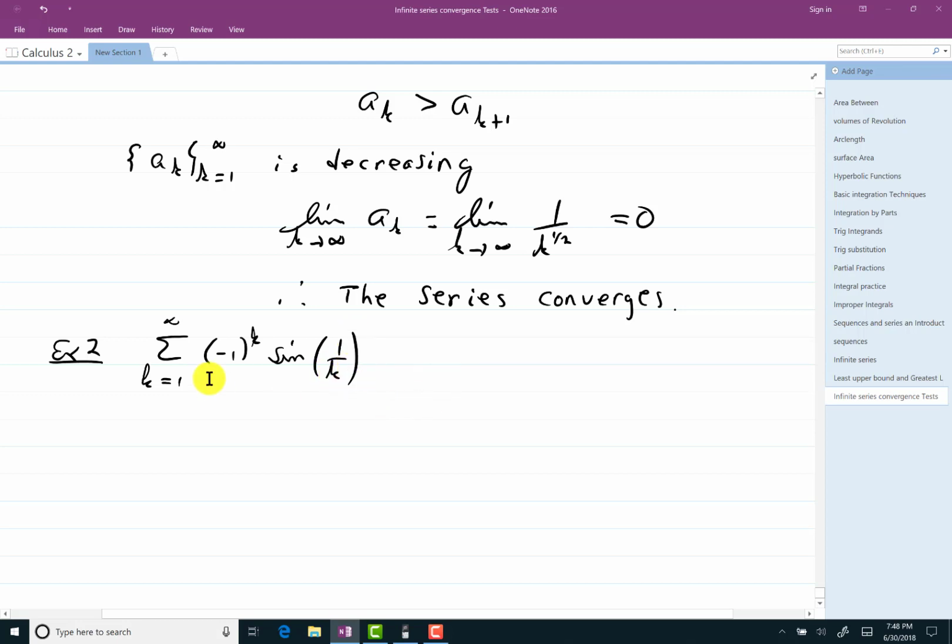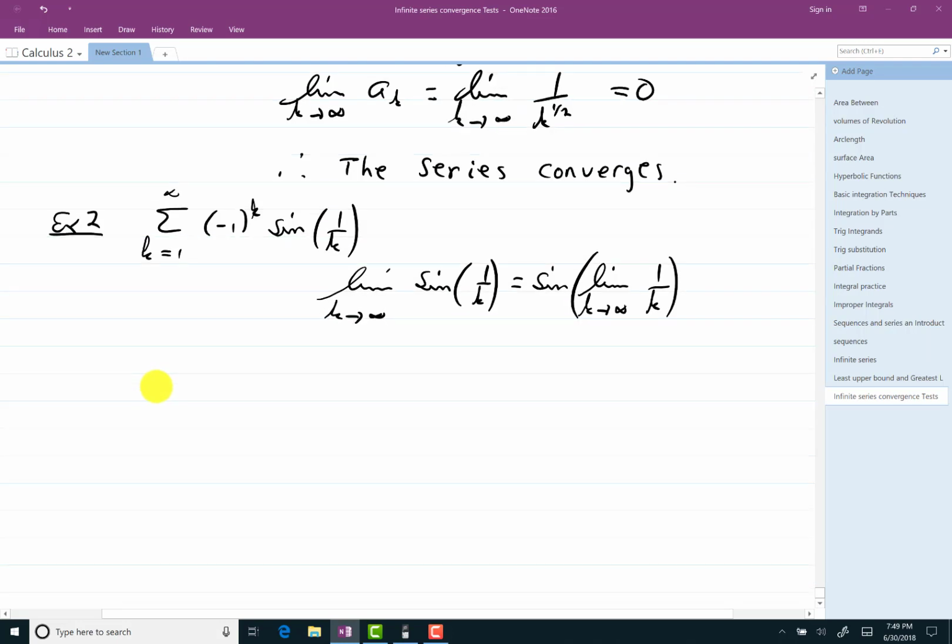Alright, now my a sub k's are the sine of 1 over k. So let's see if these are going to decrease or not. First, let me get the limit as k goes to infinity of sine of 1 over k. Since the sine function is continuous, you can rewrite this with the limit brought inside. Well, that limit is easy. Everybody knows that's 0, so I have the sine of 0, and we know that equals 0. So I have that part: the limit of the terms is going to 0.